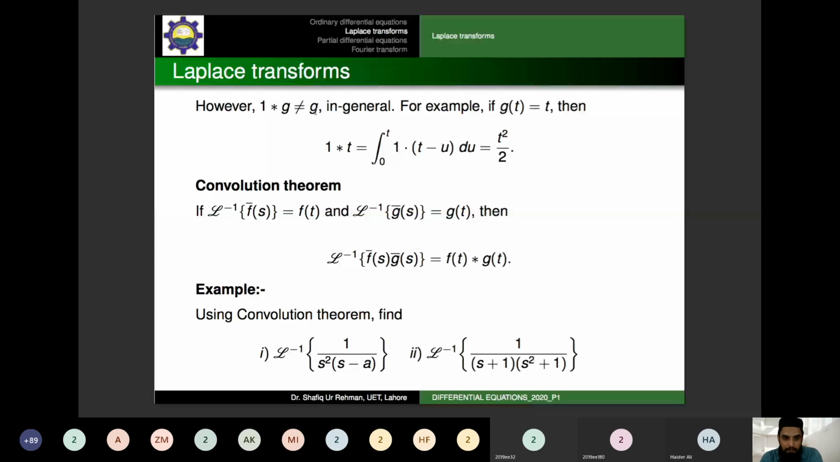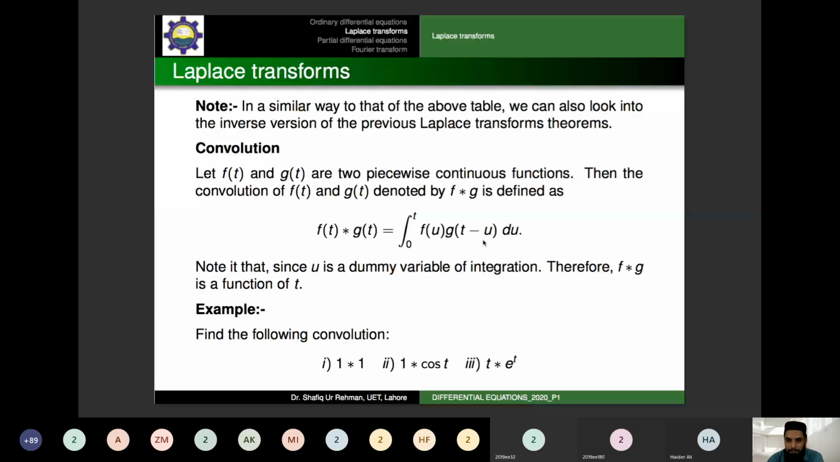And of course, sometimes we have an expression in the product form. So there is a theorem known as the convolution theorem, the inverse to that combination, the product. If we know the Laplace inverse of f bar of s as f of t, and the Laplace inverse of g bar of s as g of t, then the Laplace inverse of this product will turn out to be the convolution. And from the convolution, we know the formula. How do we simplify this one? This is the formula, and eventually this is how you will get the function of t.